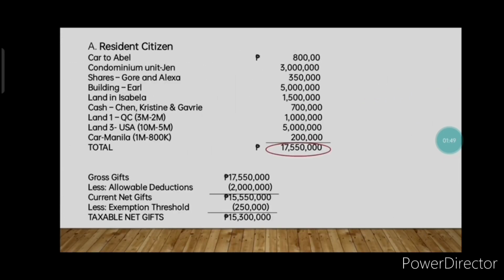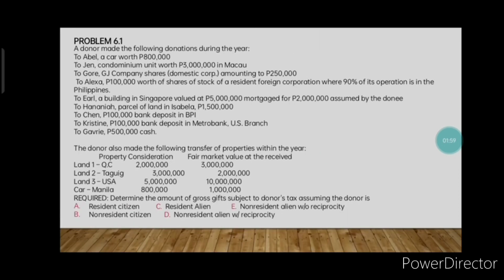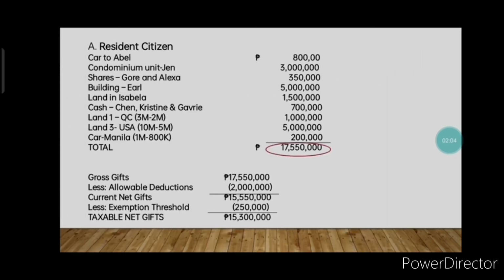So the gross gift of 17,550,000 less the allowable deductions of 2 million, it is from the mortgage of Earl, a building in Singapore. It is assumed by the donee, so it is a deduction. We have here the current net gifts of 15,550,000 less the exemption threshold of 250,000. Then we arrive at the taxable net gifts of 15,300,000. Okay, then we proceed to the non-resident citizen.